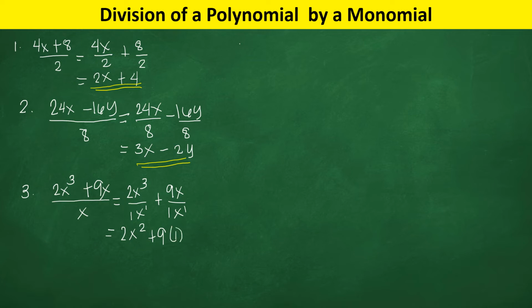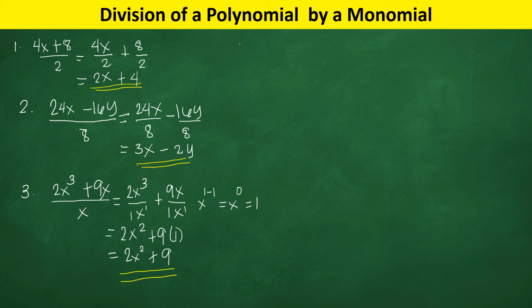Paano naging 1? Because if we're going to copy the variable x, subtract their exponents, 1 minus 1, so this is equal to x to the 0 power. X to the 0 power is equal to 1. Because any variable raised to the 0 power is always equal to 1. Kaya siya 1. So dito pa lang ay pwede na natin kung tutuusin mag-cancel. Okay. For our final answer, we have 2x squared plus 9 times 1 is equal to 9.